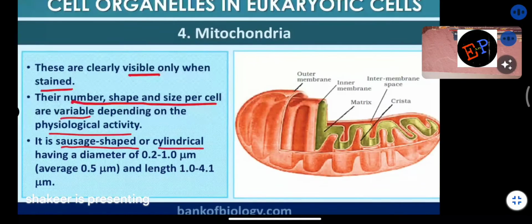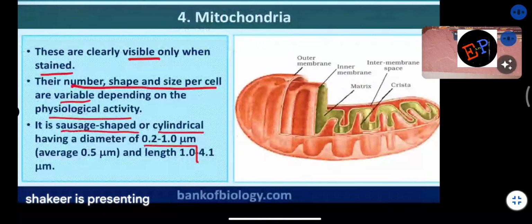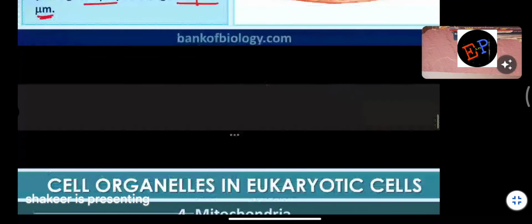So what is the shape of mitochondrion? Sausage shaped, or you can call it cylindrical shape, having a diameter of 0.2 to 1 micrometer. Average is 0.5 micrometer, and length varies from 1 to 4.1 micrometer. So these sizes also depend on the activity of the person. You know?